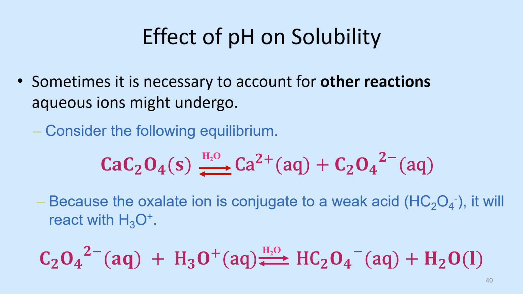And so if you add acid to your solution, you can see that some of the oxalate will react with the H3O+ to form the conjugate acid. In effect, if you try to dissolve this in acid, what you're basically doing is removing some of the oxalate ion, reacting it in a side reaction. So what does that do? It shifts equilibrium to the right, and that makes the calcium oxalate more soluble.